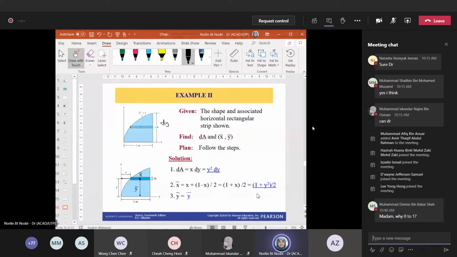So for y, it comes directly from the axis, so it will be y bar, because there is no different shape or length value below this y bar, so just directly. So now you know the y bar and the x bar, so you can do the next step.